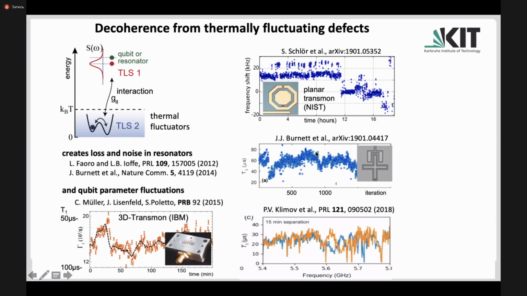Now the Chalmers group, this is this work, they measured very similar time scale fluctuations of the time T1. And this is the work done a little earlier by the Google team, where they looked at the T1 dependence on frequency, actually measuring very different profiles after 15 minutes of separation.